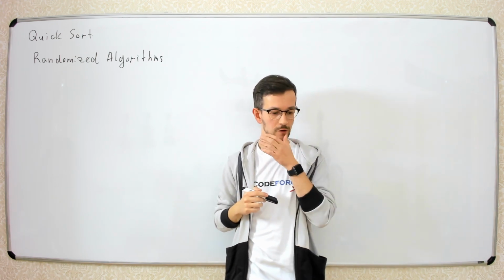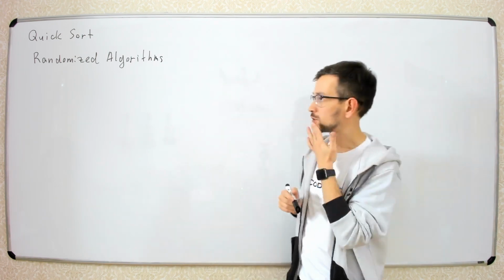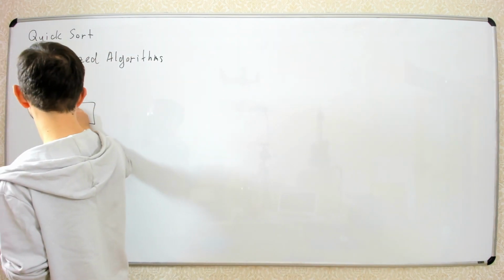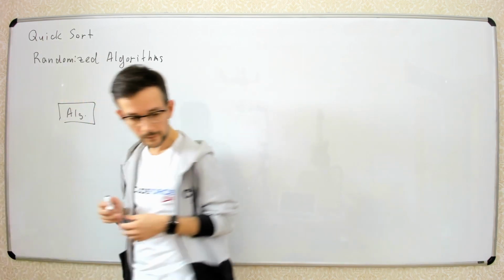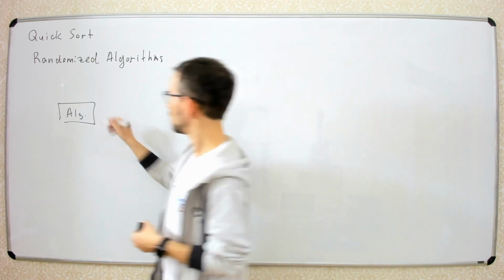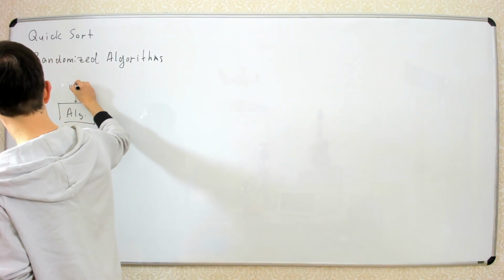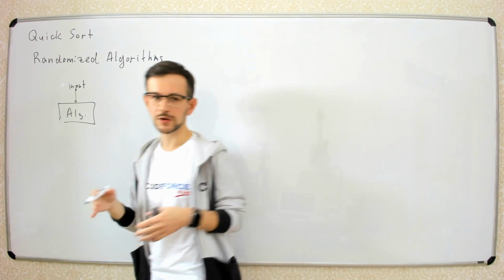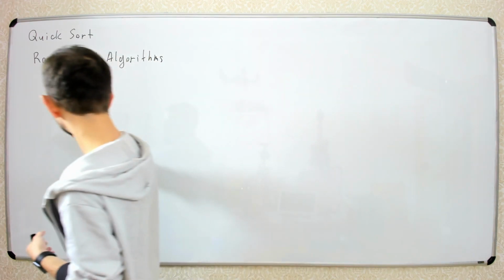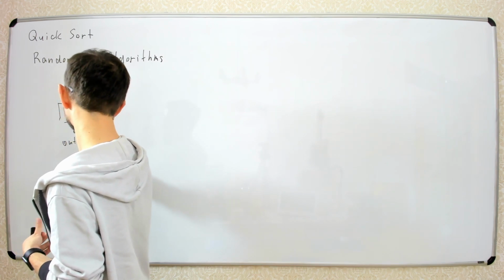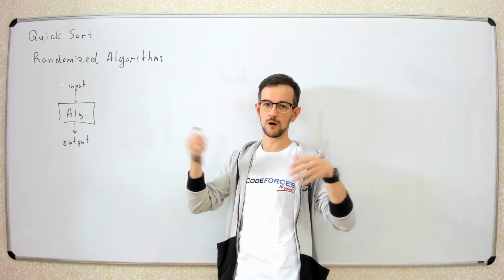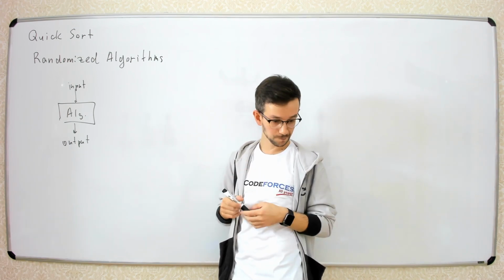So what is a randomized algorithm? Usually you have some algorithm, like we did in the first lecture. It has some input data and some output data. So you have some input here. Like for a sorting algorithm, you have some array for input and some output. Again, in a sorting algorithm, you input the array and you output the same array in sorted order.